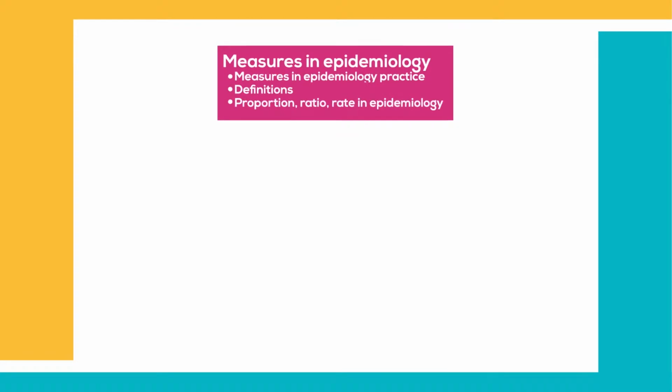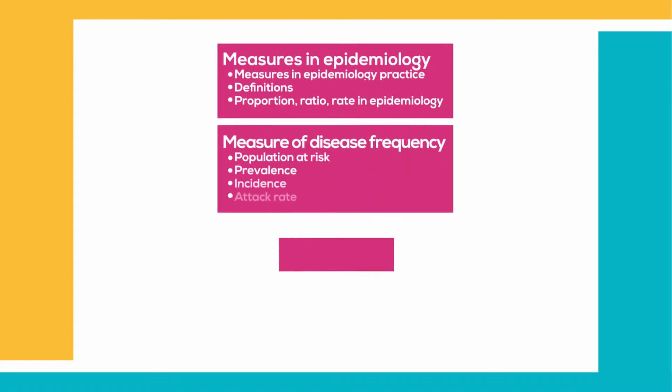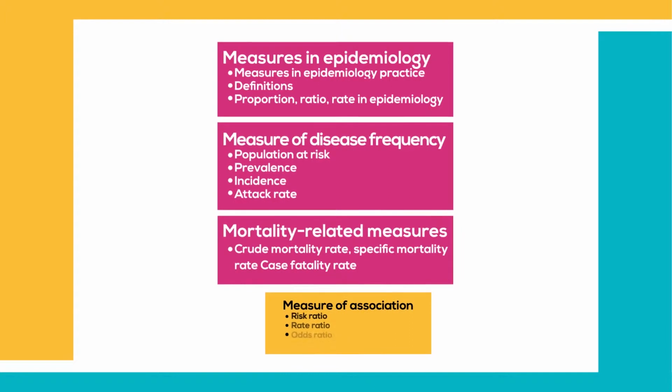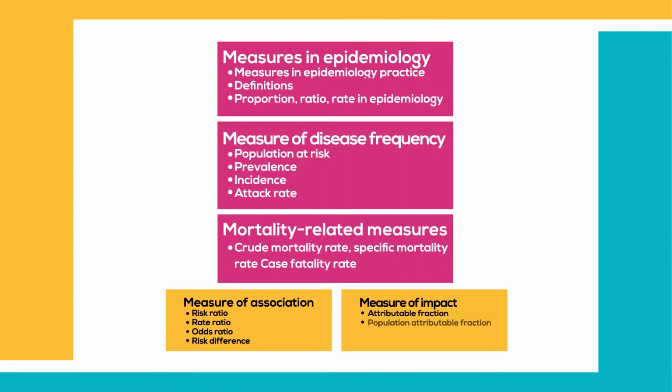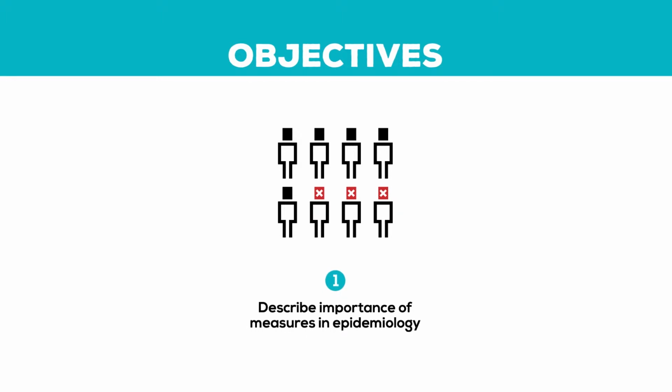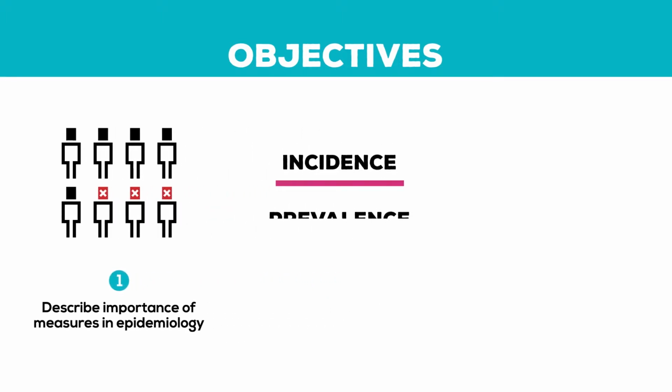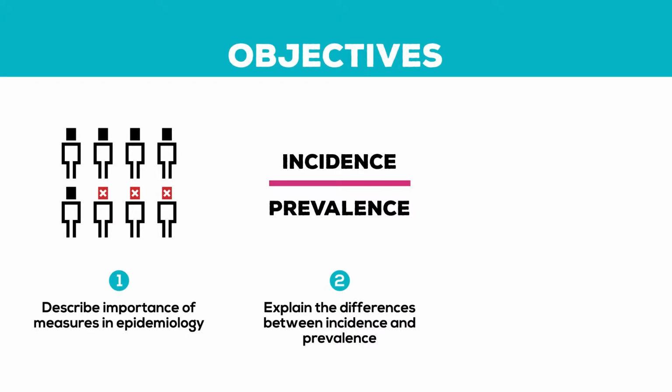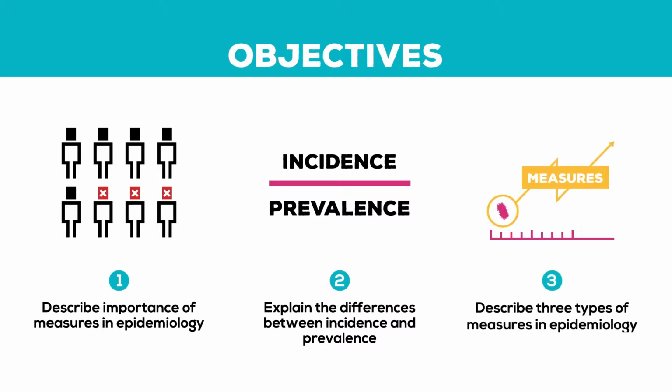The outline of this session is: measures in epidemiology, measure of disease frequency, mortality-related measures, measure of association, and measure of impact. The objectives are to: 1. Describe the importance of measures in epidemiology. 2. Explain the differences between incidence and prevalence. 3. Describe three types of measures in epidemiology, which are measure of disease frequency, measure of association, and measure of impact.